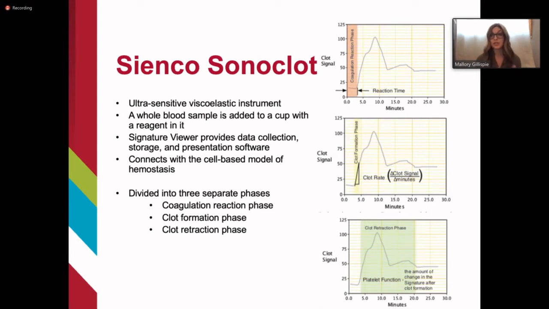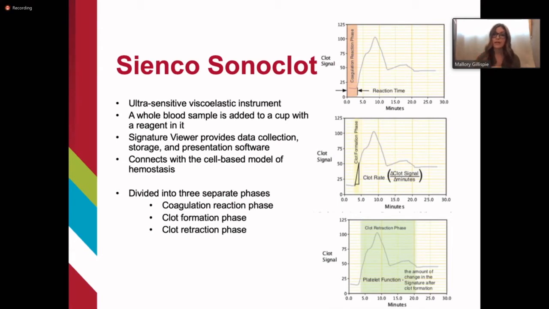Another advantage to using the Sonoclot is the Signature Viewer software. It provides data collection, storage, as well as presentation tools and software that you can use after using their device. And this model connects really nicely with the cell-based model of hemostasis. So if we look at the top right diagram, we can see that it is highlighted as the coagulation reaction phase. This is what's going to correspond to our ACT. So this gives us that first initial thrombin formation. So again, this coagulation reaction phase is going to correlate really nicely with that initiation phase of the cell-based model.